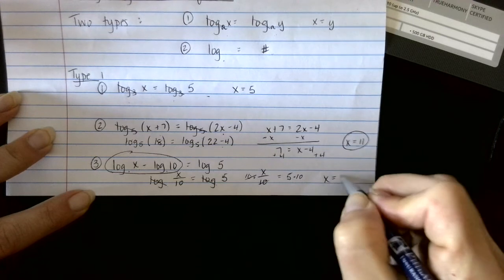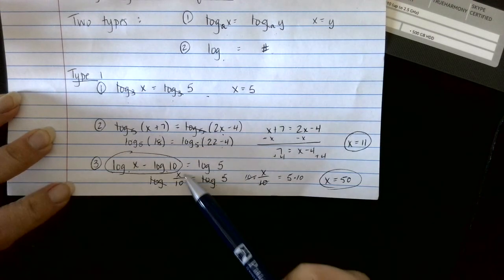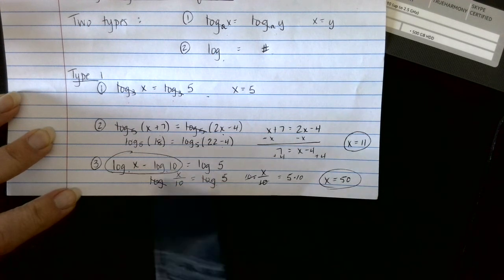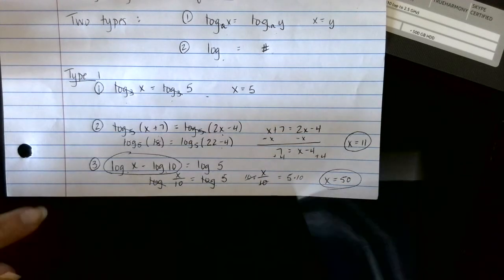So my x value is 50. And I can check it back in here. 50 divided by 10 will give you that 5. All right, so if you have logs on both sides of the equation, you're going to put them together, condense if you can, and then cancel out the logs.